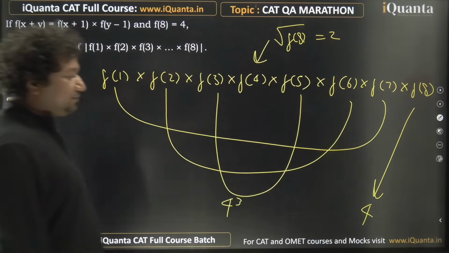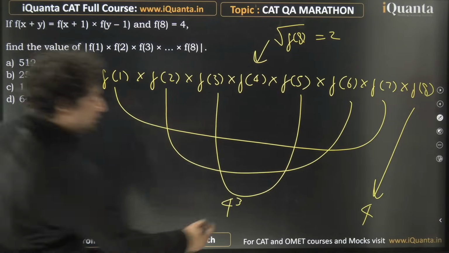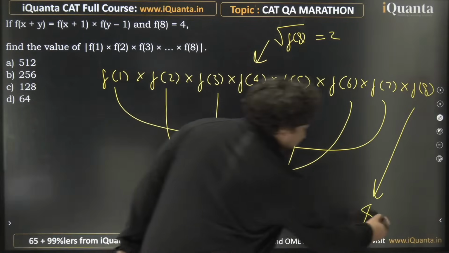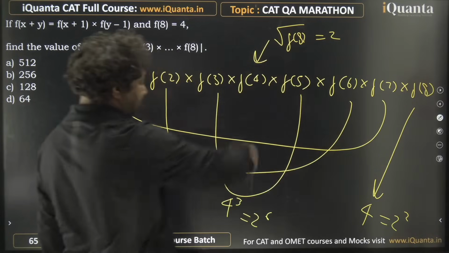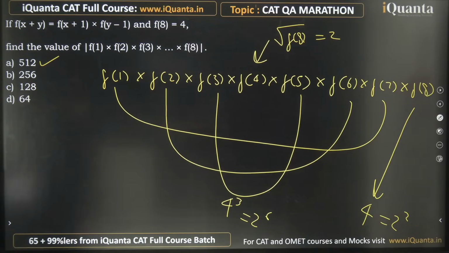Now it is clear? Now it's clear to all of you? So all in all, we got 2 to the power 6, 2 to the power 2, and 2 to the power 1. 6 plus 2 plus 1 is 9. 2 to the power 9, 512 is the answer. Clear everyone? Option A is correct, not C. Now I hope it's clear.